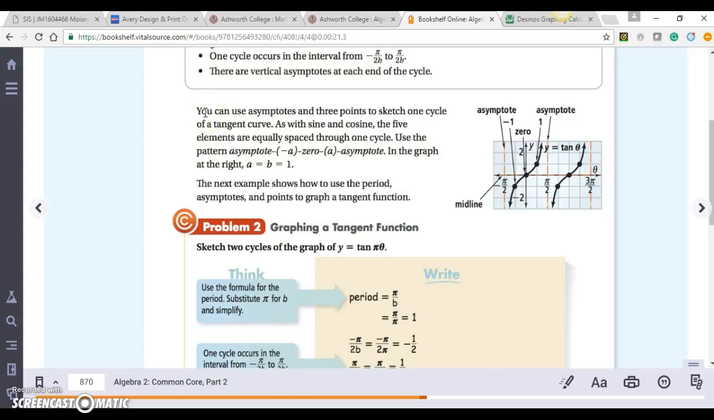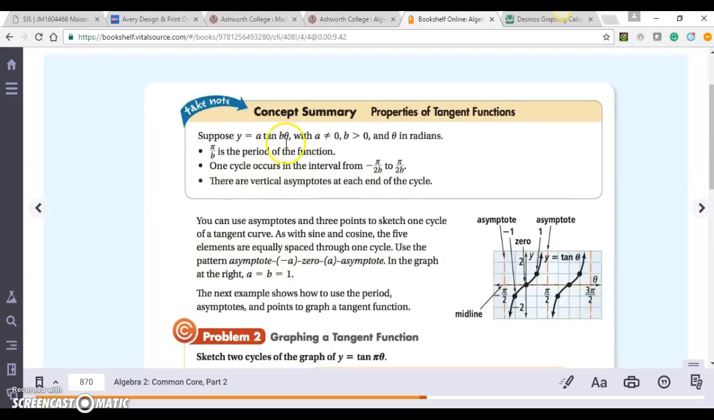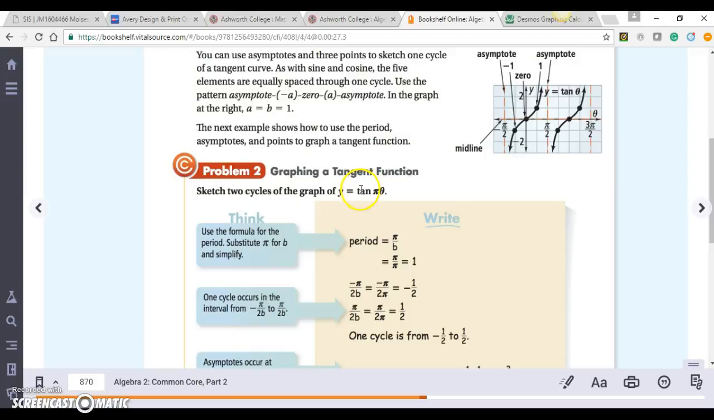Just like we do with cosine and sine, we can use the asymptotes and 3 points to sketch one cycle of a tangent curve. The 5 elements are equally spaced throughout one cycle. Use the pattern asymptote, negative a, and remember, a is my coefficient of my term. For this one, a would be 1, right? So it would be asymptote, negative 1, 0, then 1, then my asymptote.